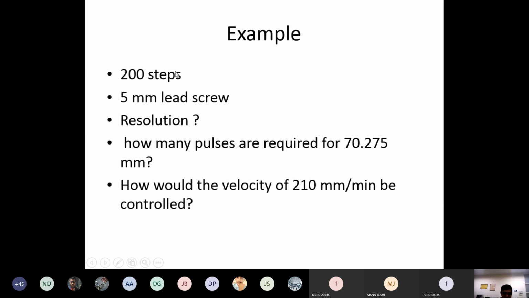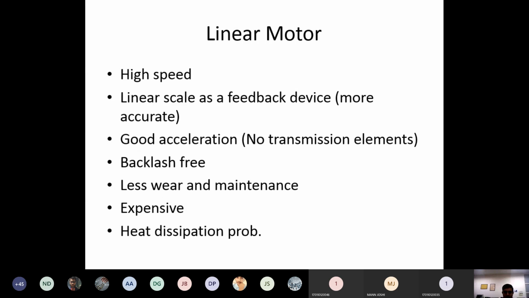I will discuss examples later. These are some examples relevant to the stepper motor and servo motor, so I'll skip them right now. I'll discuss in detail in our next lecture how we can solve examples related to the stepper motor and servo motor. I hope you are clear about the stepper motor and servo motor. The next motor is a linear motor.